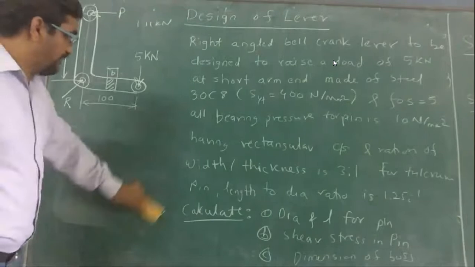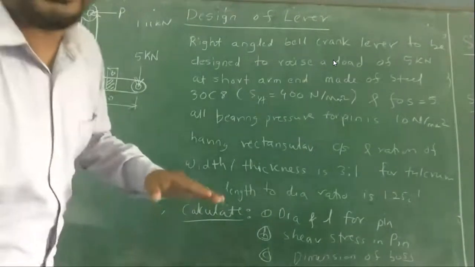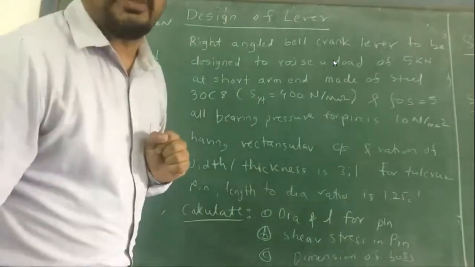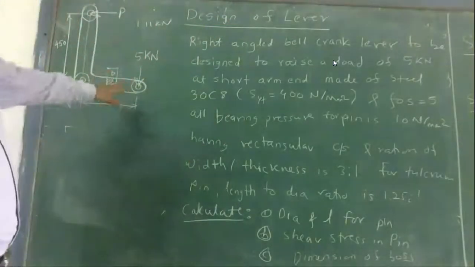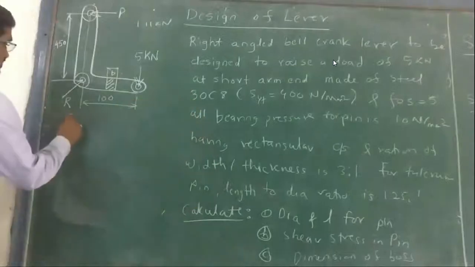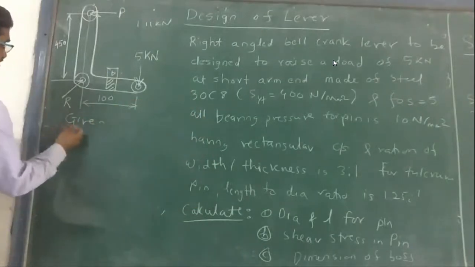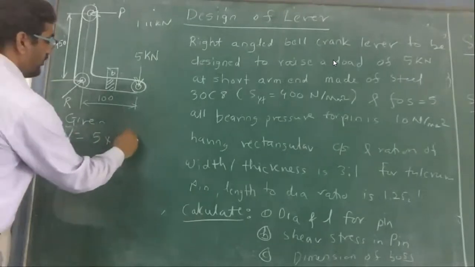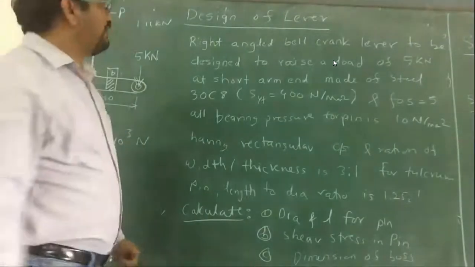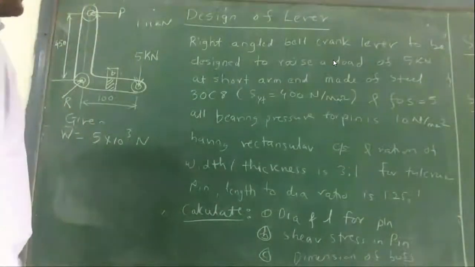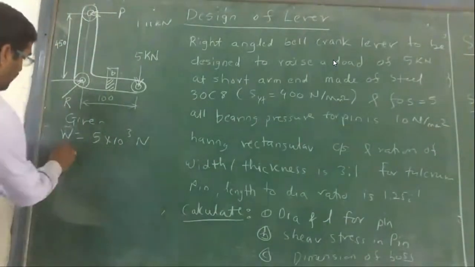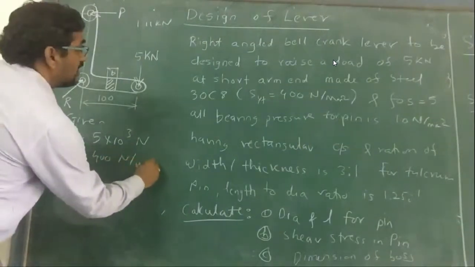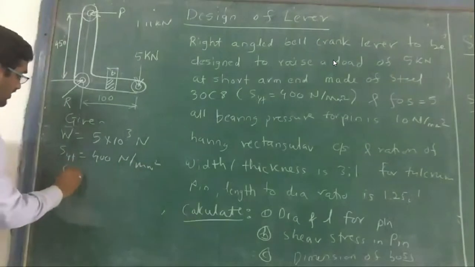Okay, now let's go through the problem. My general habit is that while going through a problem, we go through a few steps. Now the load is 5 kilonewton. So what is given? First, the load W is 5 into 10 to the power 3 Newton. Then it is made of steel 30C8 with SYT given as 400 Newton per mm square, and a factor of safety of 5.